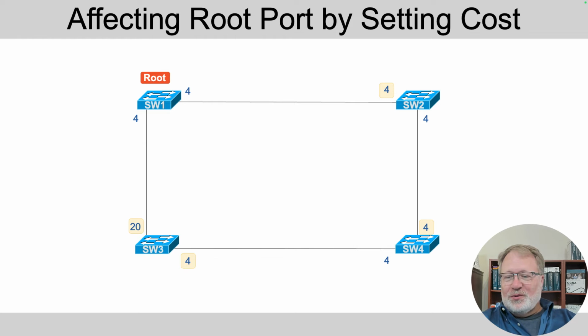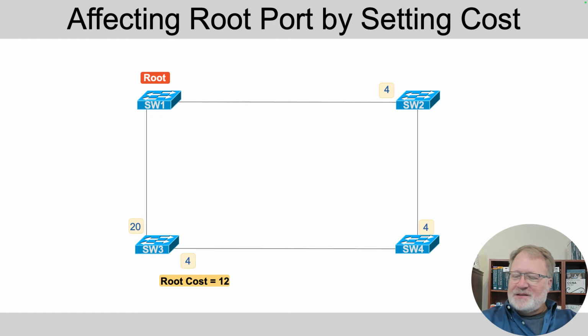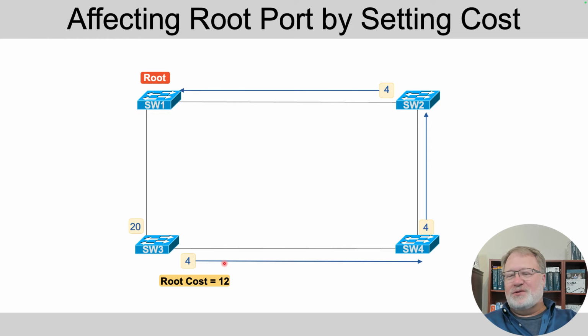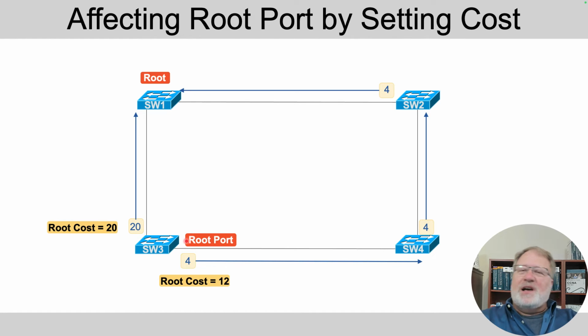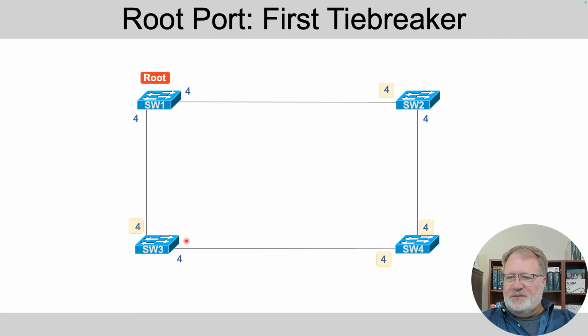Switch 1 is still the root switch. So in this case, if I consider the possible paths, I've got the same root cost 12 over the long way that goes through all the other switches. But now my direct path straight up to switch 1, that root cost is 20. So when switch 3 says, hey, what's my least cost to reach the root? It's that cost 12, and it'll choose that right-hand port to be its root port. All right, so that's what we can do to affect some things.